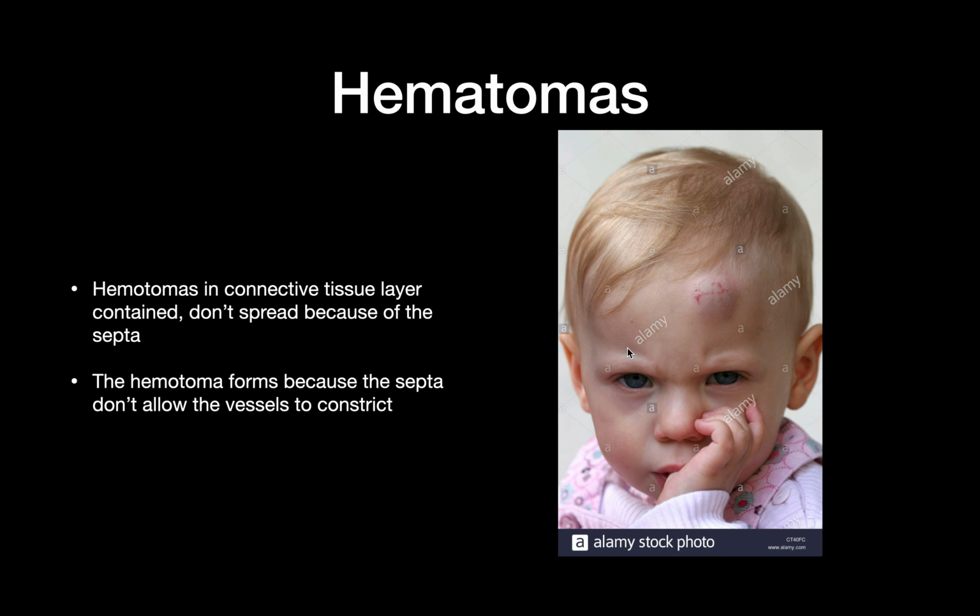So hematomas in the connective tissue layer are contained and don't spread because of the septa. As you can see, this poor kid, it's very defined, right? There it is. The hematoma forms because the septa don't allow the vessels to constrict, so the blood will just pool, but it won't spread.